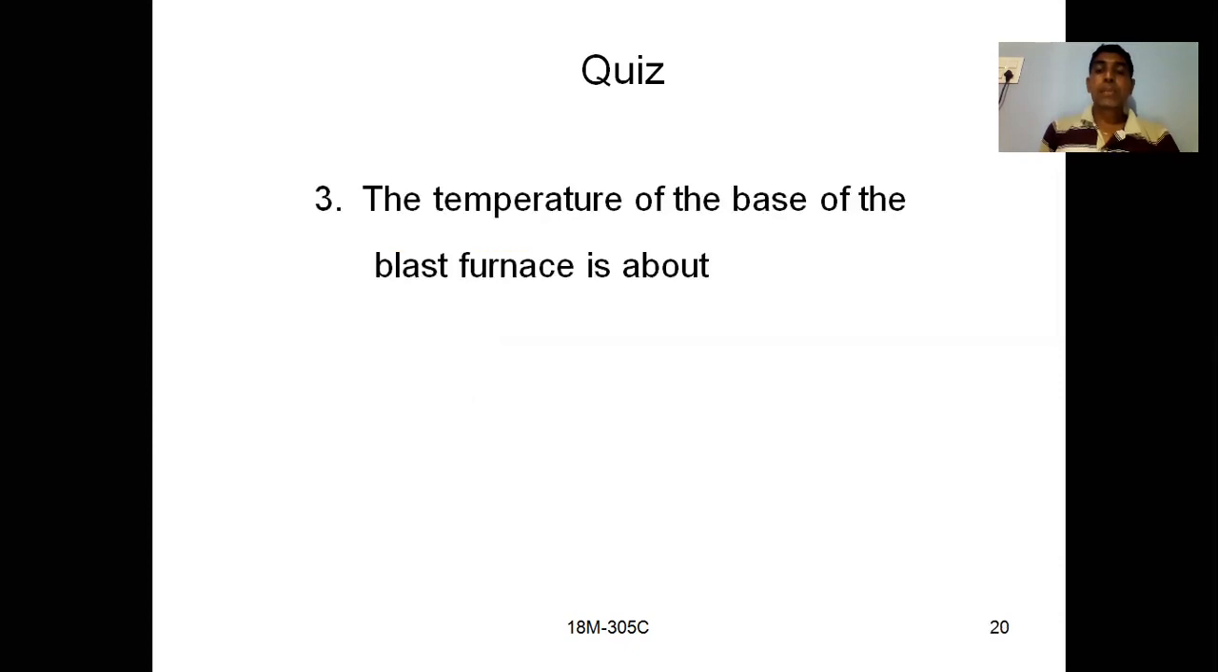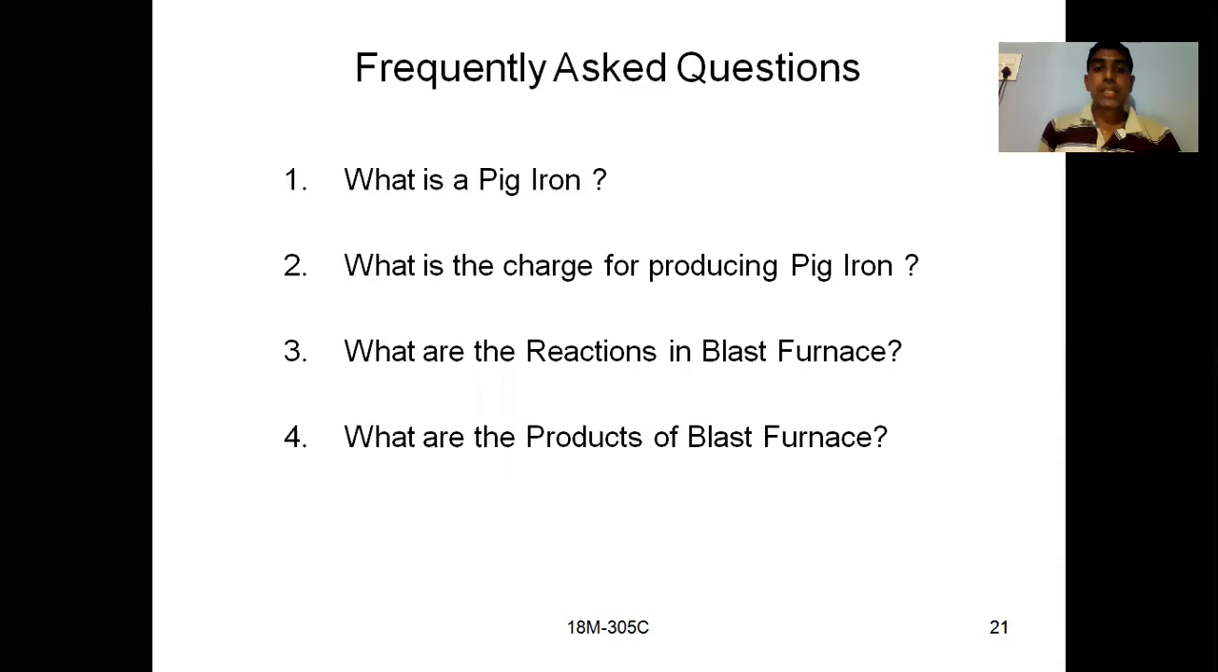The temperature of the base of the blast furnace is about 3500 degrees Fahrenheit. If it is in degrees centigrade, it is 1600 degrees centigrade. 1600 degrees centigrade and 3500 degrees Fahrenheit. So what is the answer? 3500 degrees Fahrenheit. So generally, these are the questions they will ask.